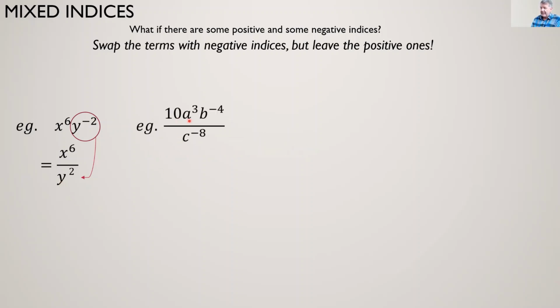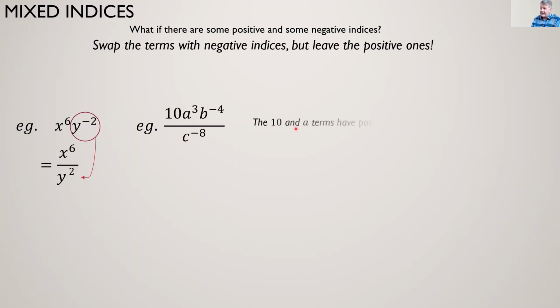Next example, 10a cubed, b to the power of negative 4 over c to the power of negative 8. Well, 10's a positive, a cubed is a positive. Actually, I say 10's a positive there. And if that was negative 10, then that negative 10 is still a positive because it's not the negative out the front we're worried about. It's the index. That's 10 to the power of 1. So whatever that number is, if it's got a positive index or nothing there at all, then it's a positive. So we just leave it alone.